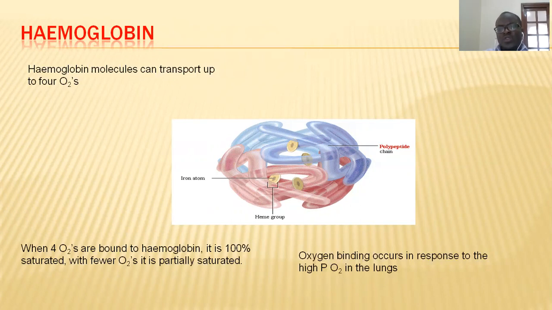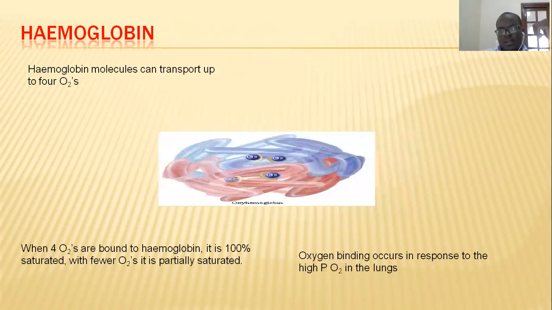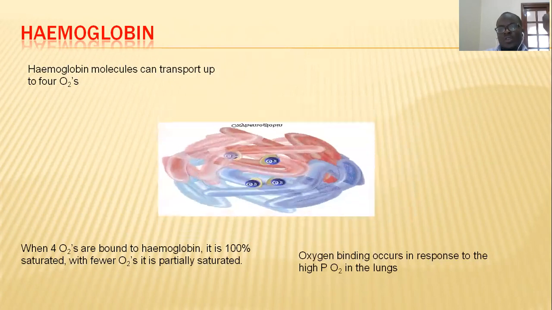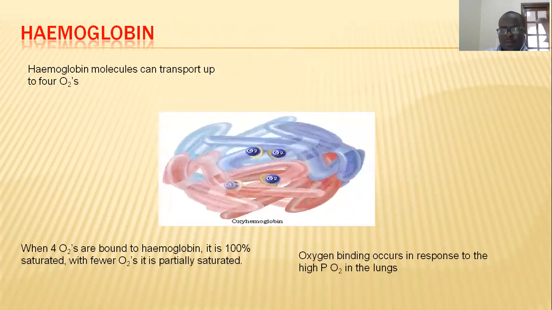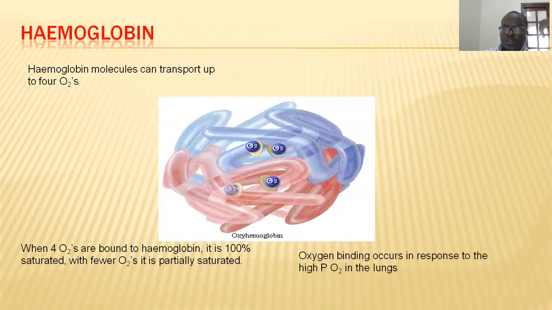But what you need to know is there is cooperative binding of oxygen to hemoglobin. So the more oxygen is binding, the greater the affinity between hemoglobin and oxygen. You need to understand that. So if one oxygen attaches to the hemoglobin, the first one, then the chance for the second one to bind will increase.